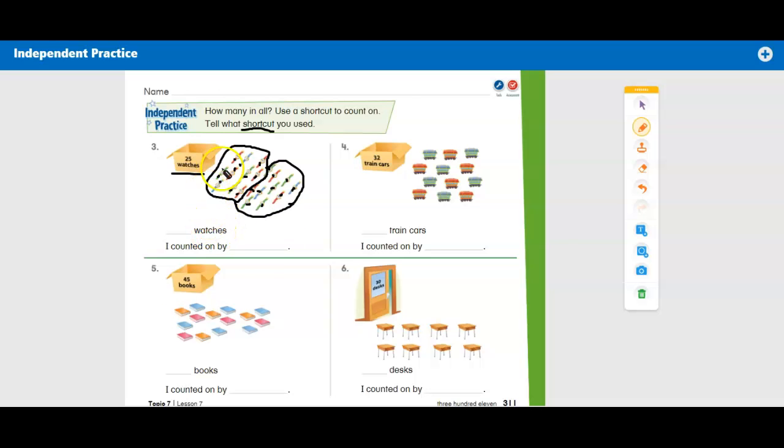Now I have 10, 20, plus 25. That would give me 45 watches. The strategy that I used was that I counted by tens. If you used a different strategy, such as counting by 2s or 5s, then you would write your answer here in the blank for how you counted on. The most important is that we all get the same answers, no matter what strategy we use.